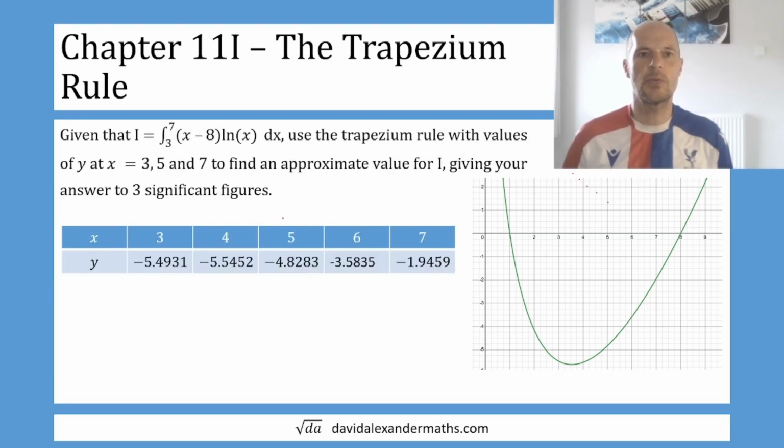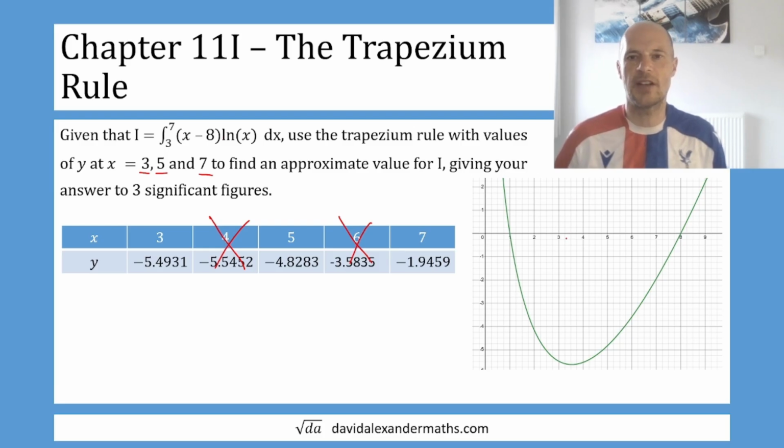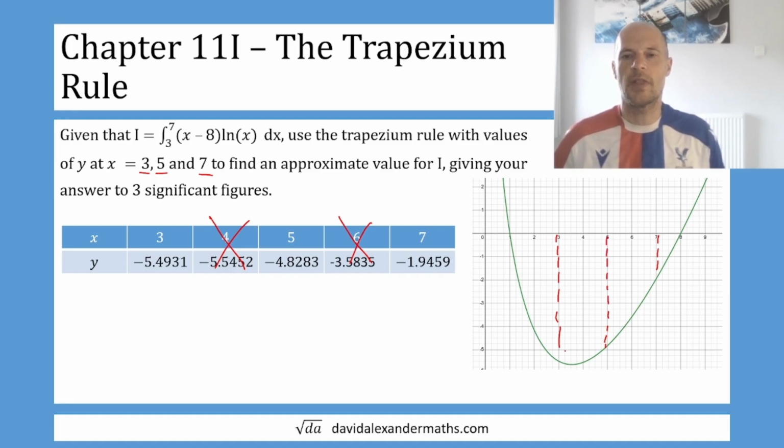Okay, so for this question, what we're doing is we're using the x values of 3, 5 and 7. So we're ignoring the 4 and the 6. We're trying to work out the approximate value for I, which is the integral of x minus 8 ln x between 7 and 3. So this is what we're trying to work out here, the area here. Now we've got x values at 3, 5 and 7. So what that means is we are going to be turning this into 2 trapeziums.